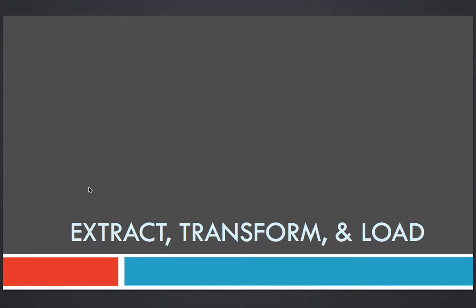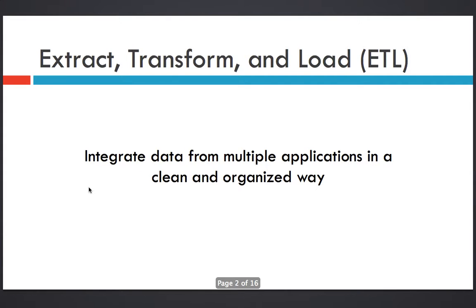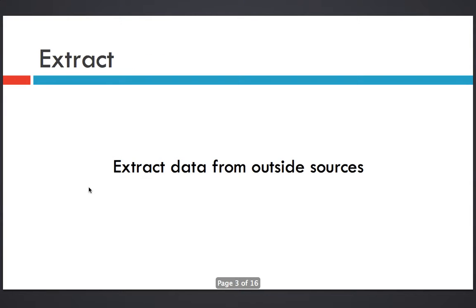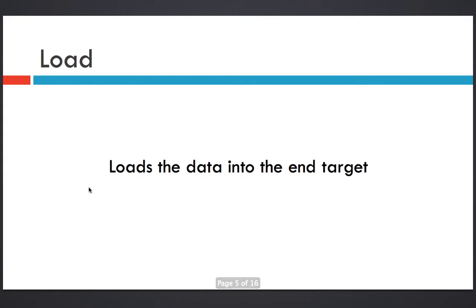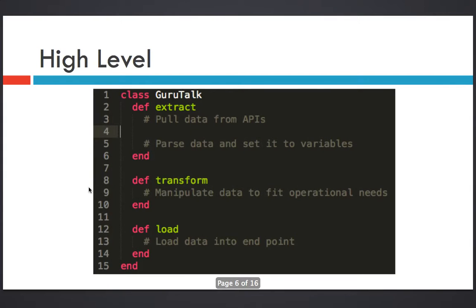All right, so today we're going to talk about a high-level overview on how one should structure their app. We'll talk about the concept extract, transform, and load. Extract, transform, and load integrates data from multiple applications in a clean and organized way. With the extract portion, you can extract data from outside sources, transform data to fit operational needs, and load data into the end target.